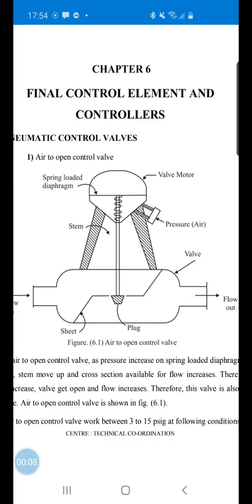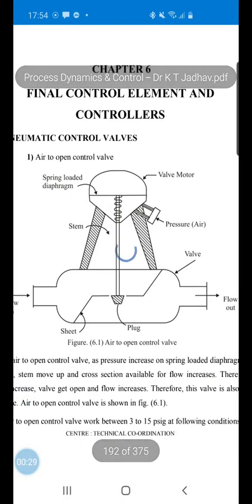Would like to discuss Chapter 6 from Process Dynamics and Control on Final Control Element and Controllers. In this chapter, we are going to discuss the types of pneumatic control valve, the range in which they work, and what the transfer function will be.